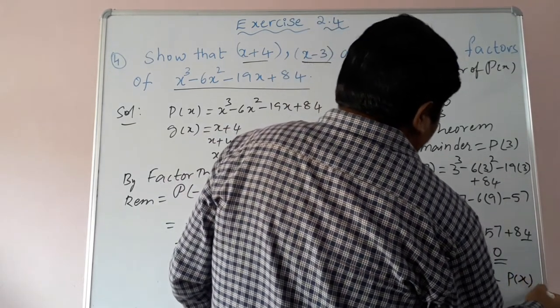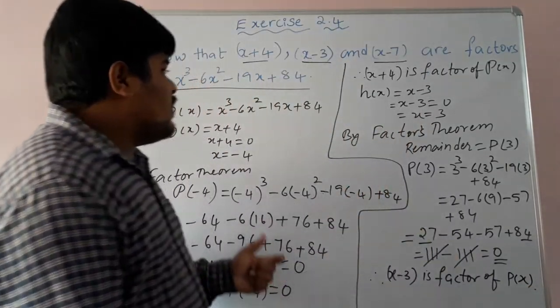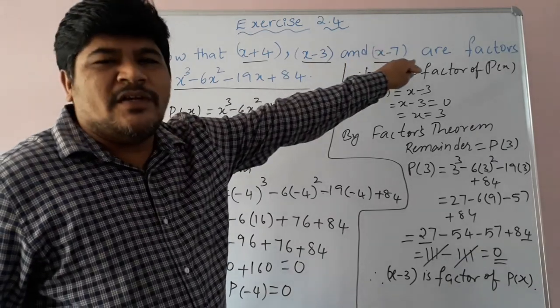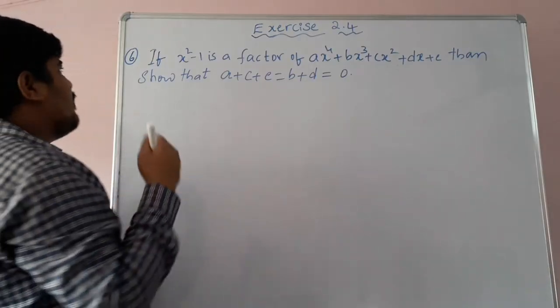So in this way we will show, children, that these are factors. So now, by understanding these two concepts, please try with x minus 7, children. Okay now, children, let's see problem number 6.